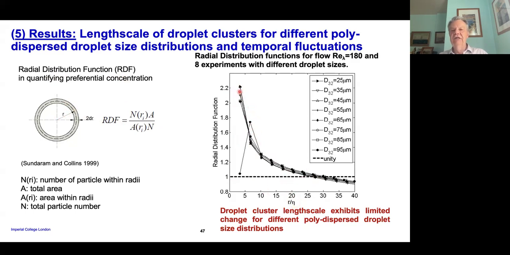And you see that eventually when the radial distribution function crosses the value of 1, which represents the uniform distribution, that gives you a dimension of the clusters, which in this case is of the order of 30 Kolmogorov length scales. And this is quite similar for many size distributions. So these are values for many different size distributions.